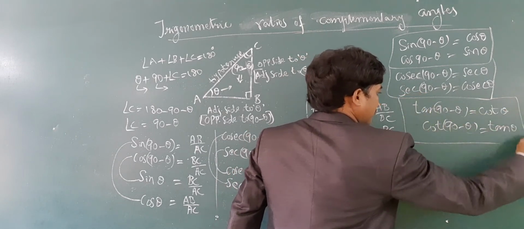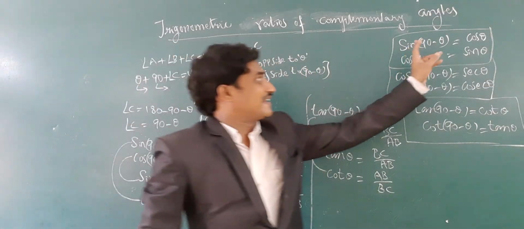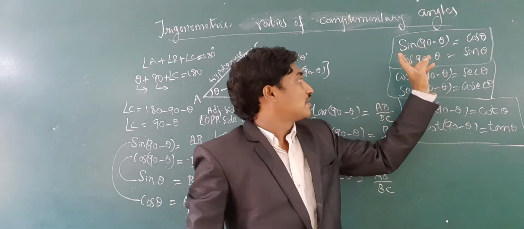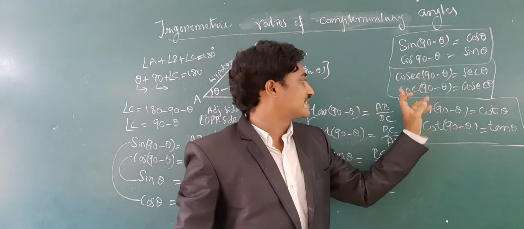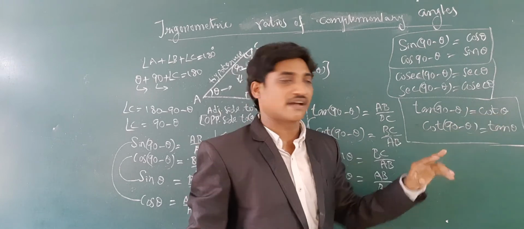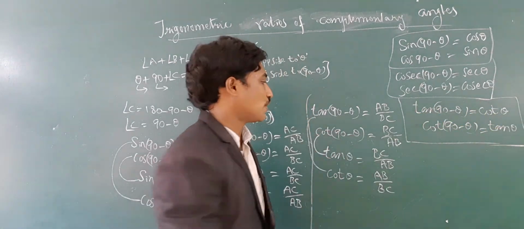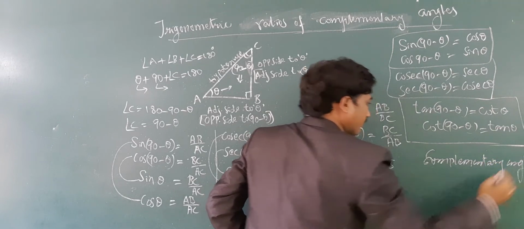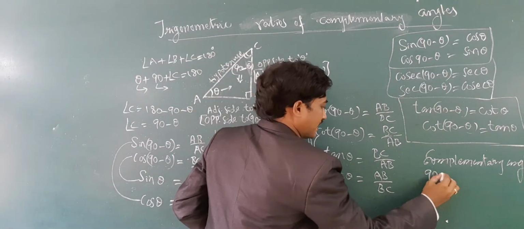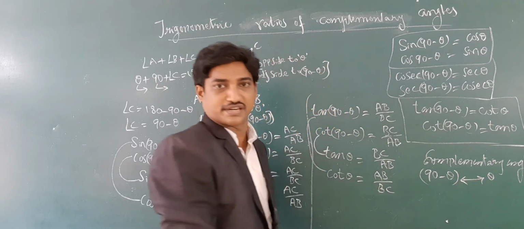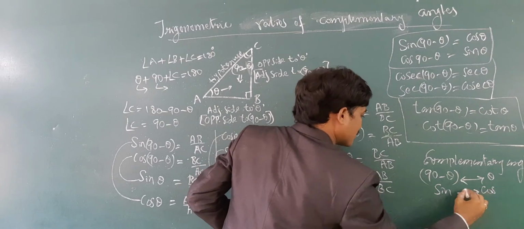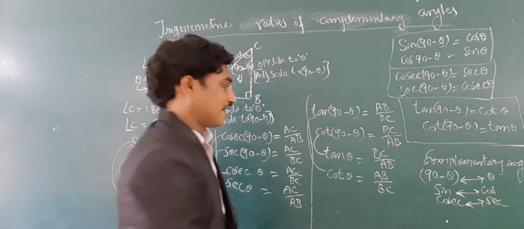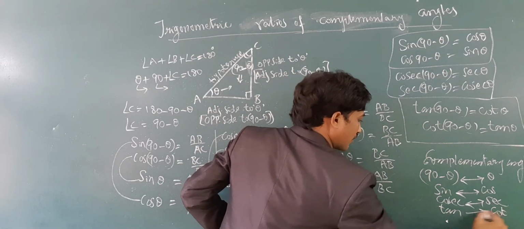If we observe these results, in the case of complementary angles 90 minus theta and theta, sin changes to cos, cos changes to sin, cosecant changes to secant, secant changes to cosecant. In the case of complementary angles, tan changes to cot, cot changes to tan. So in the case of complementary angles, the trigonometric ratios change like this: 90 minus theta changes to theta, theta changes to 90 minus theta. Sine changes to cos, cos to sine, cosecant to secant, secant to cosecant, tan to cot, cot to tan.